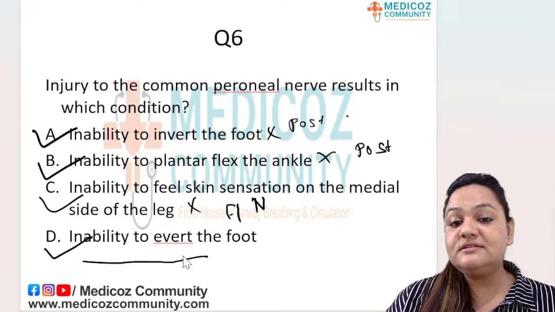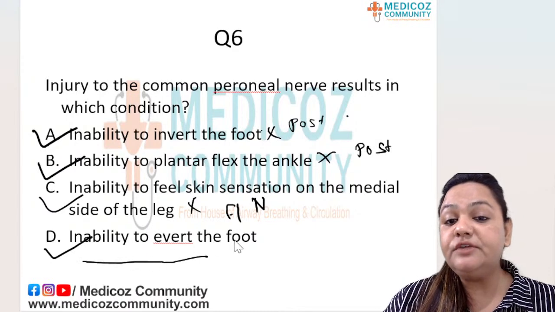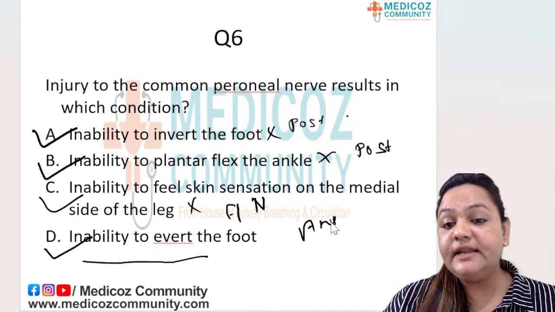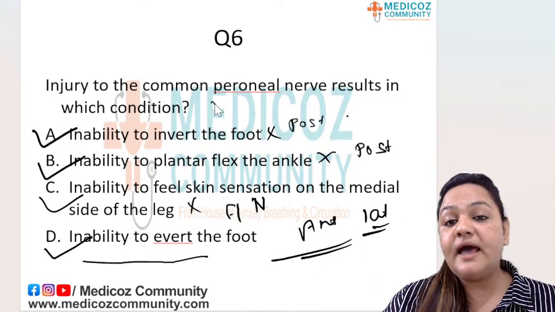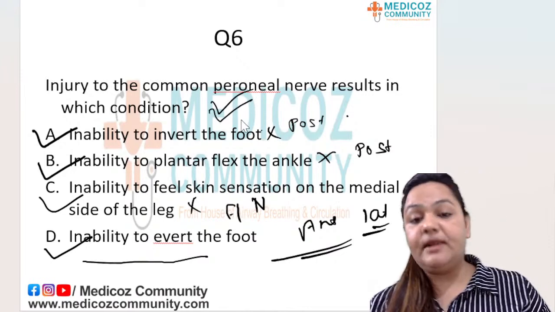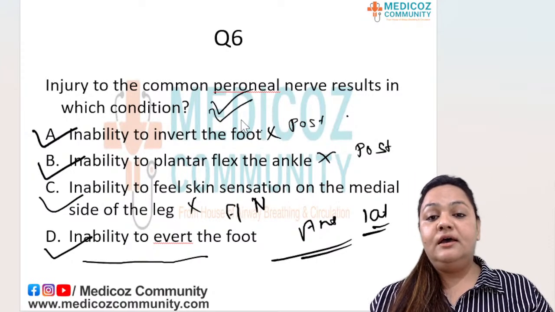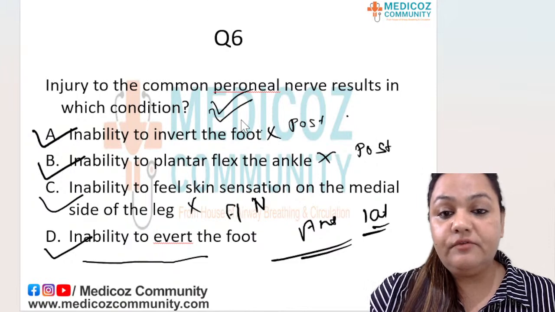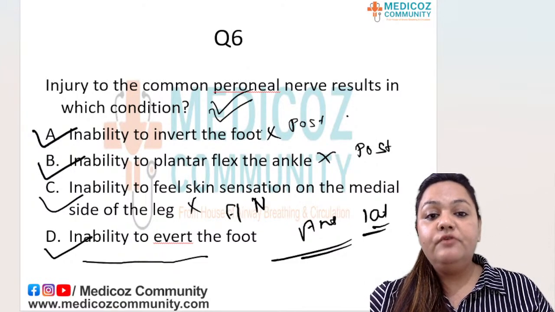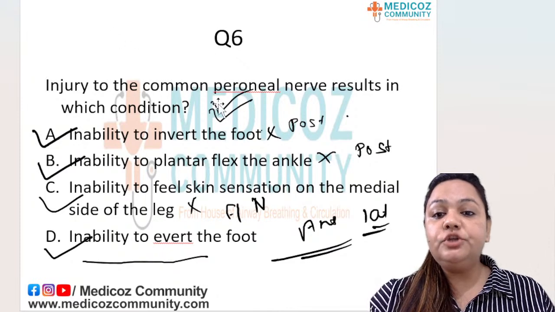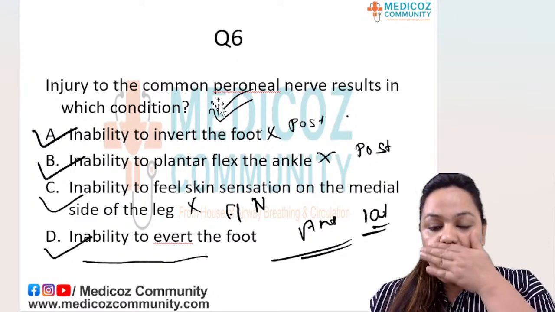Now we have the answer, that is the inability to evert the foot. Why? Eversion is caused by the muscles of the anterior and lateral compartments, and that is supplied by the common peroneal nerve, and its branches, the deep peroneal nerve and the superficial peroneal nerve. Okay, so our answer is inability to evert the foot, which is caused by injury to the common peroneal nerve.